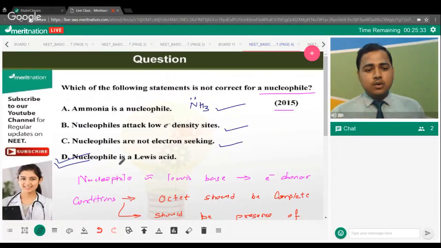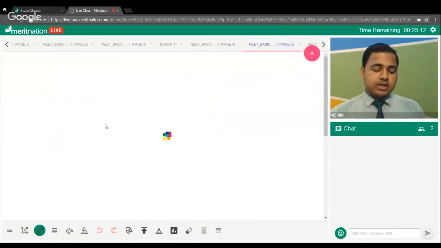Let's move ahead with the next variety of question. You can see that it is not a very difficult question. All the topics are connecting. Nucleophile and electrophile are organic concepts, but the Lewis acid and Lewis base concept we are studying in equilibrium. So right now the correct answer is option D. Let's move with the next question.